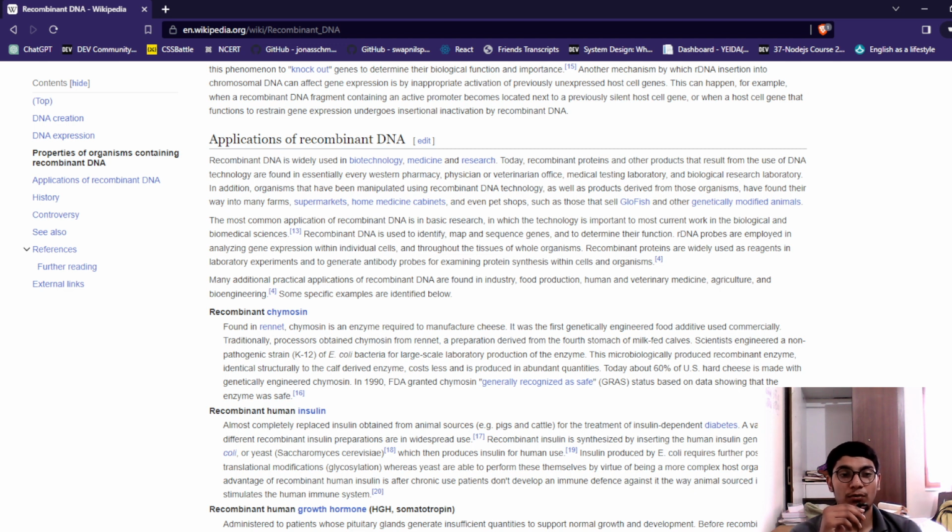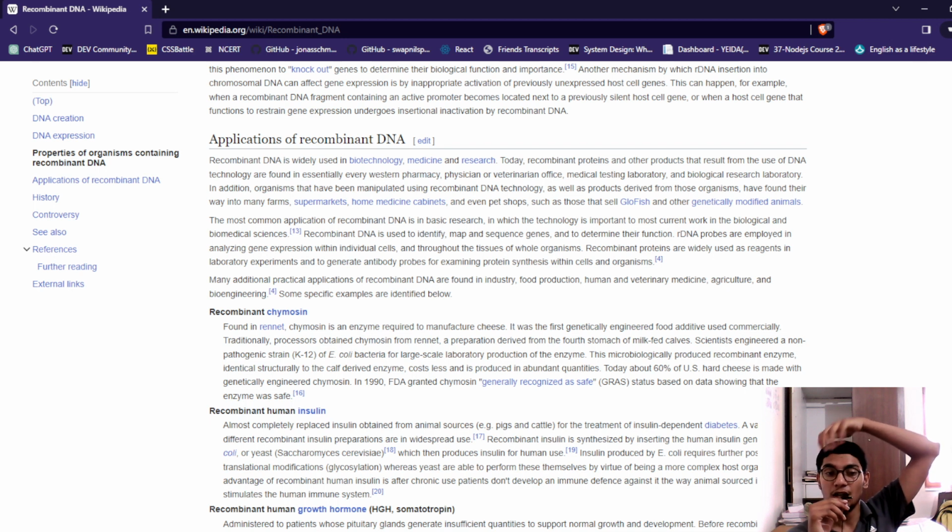The most common application of recombinant DNA is basic research, in which the technology is important for most current work in biological and biomedical science. Recombinant DNA is used to identify, map, and sequence genes to determine their function. DNA probes are employed to analyze the expression within individual cells throughout the tissues of all organisms. Recombinant proteins are widely used as reagents in laboratory experiments and to generate antibody probes to examine protein synthesis within the cells of an organism. Many additional practical applications of recombinant DNA are found in industry, food production, human and veterinary medicine, agriculture, and bioengineering. Some specific examples are identified below.